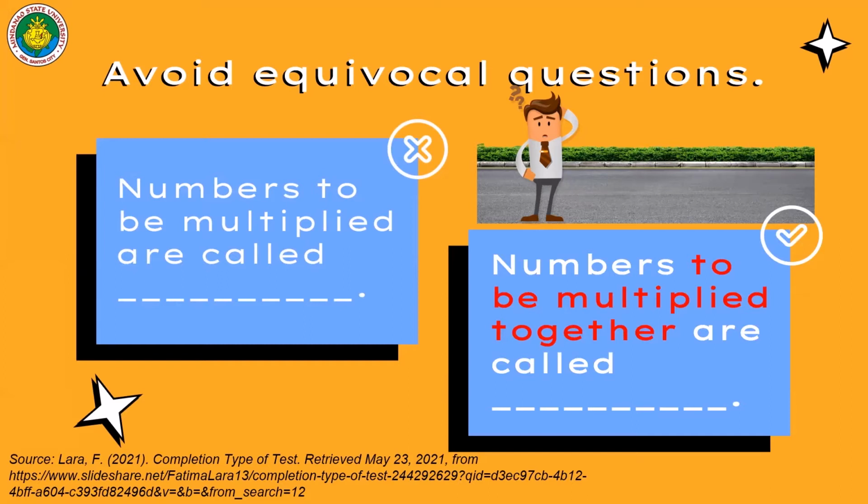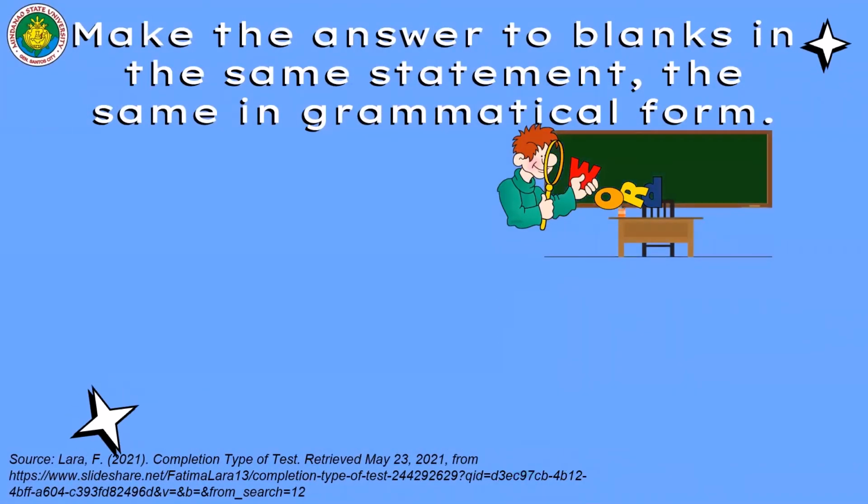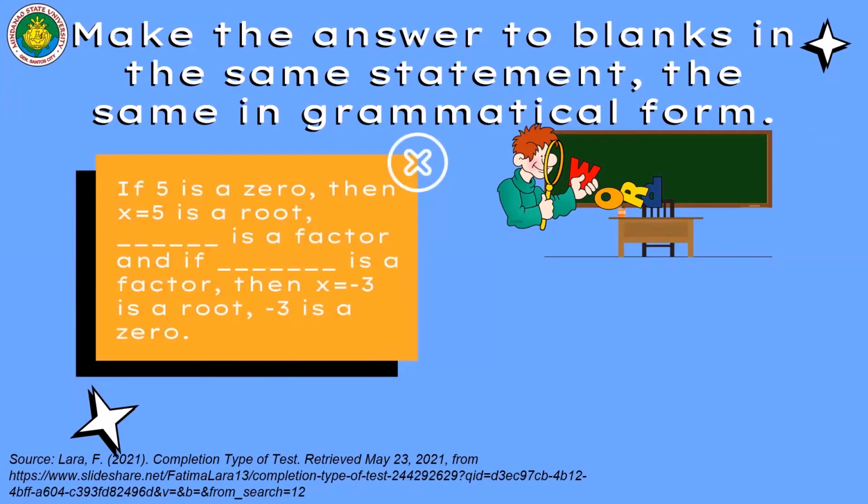So, all right. So let's proceed with the fourth guideline, which is to make the answer to the blanks in the same statement the same in grammatical form. So for example, if 5 is a 0, then x equals 5 is a root. Blank is a factor, and if blank is a factor, then x equals negative 3 is a root. Negative 3 is a 0. So the omitted word in the sentence must be parallel in order to attain the expected answer.